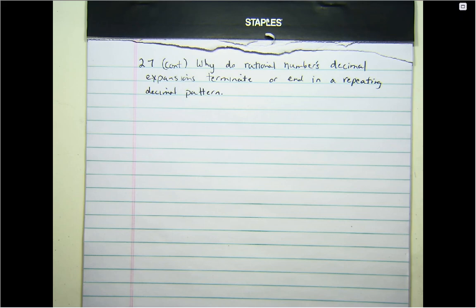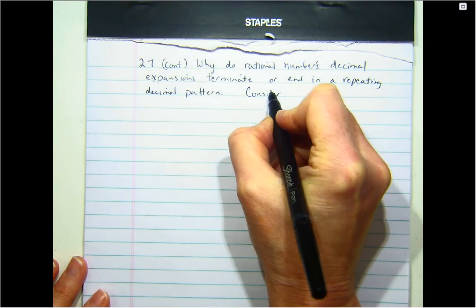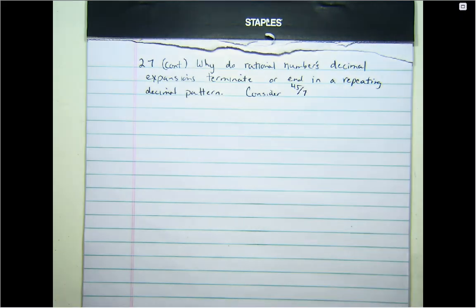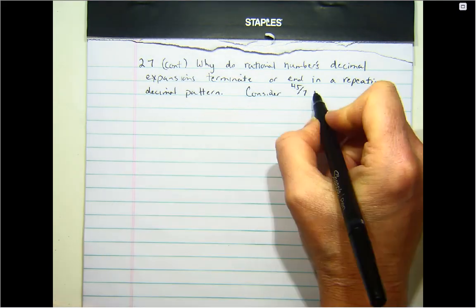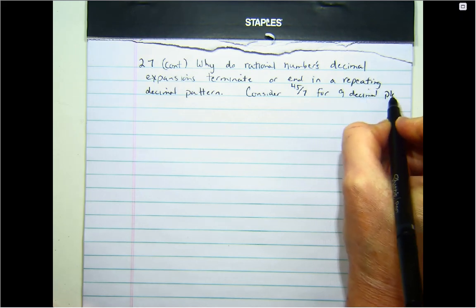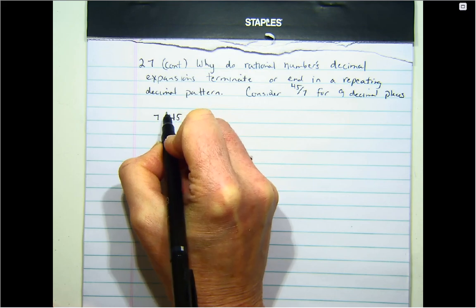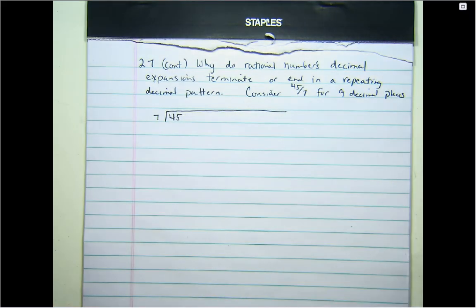So you'll need a full page for this, and this is your class activity, so make sure you get a piece of paper out and work along with me here, because what we're going to do is look at a rational number's decimal expansion. We're going to look at 45 divided by 7 for 9 decimal places. So we take 45 and divide it by 7 using long division for 9 decimal places.